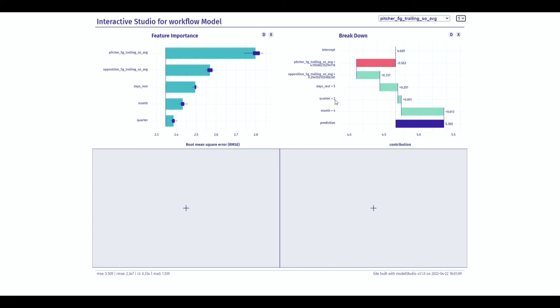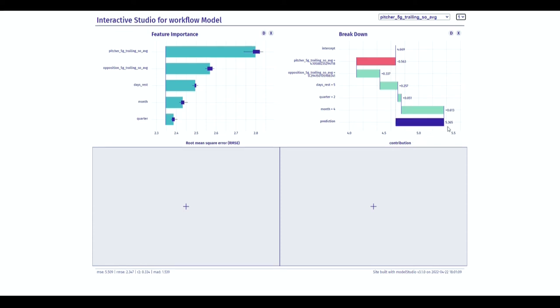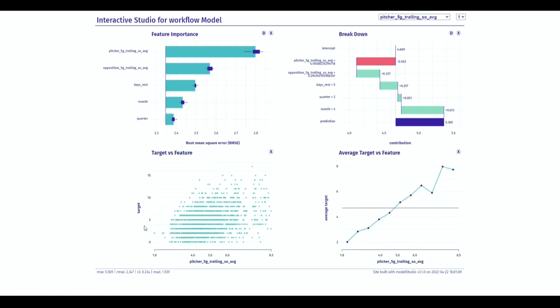Quarter of the year, early in the season, quarter 2, so between March and summer, has a positive effect. Month of the year, 4, being April, has a positive effect. So overall, we think this pitcher is going to throw more strikeouts than average, and they're going to throw 5.365 strikeouts, the model predicts. Now let's look at how these important variables for predicting strikeouts relate to the predictions.